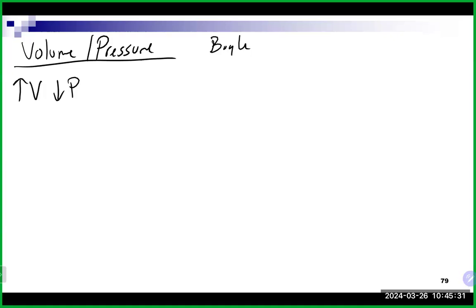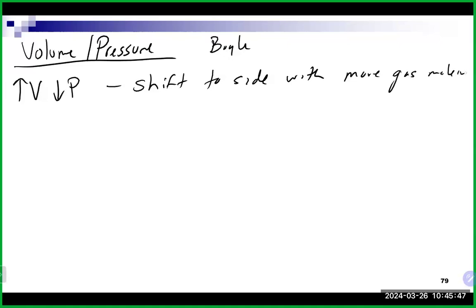More gas molecules, right? More gas molecules, more collisions, more pressure. Pressure is going to come back up. So in this situation, it will shift to the side with more gas molecules. And that obviously is reaction dependent as to which side has more gas molecules. So you would count up all the gases on the left and right and their coefficients, and you can decide which side that is. Opposite would be true here.